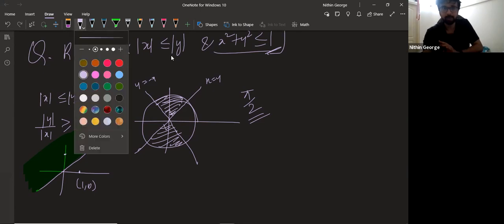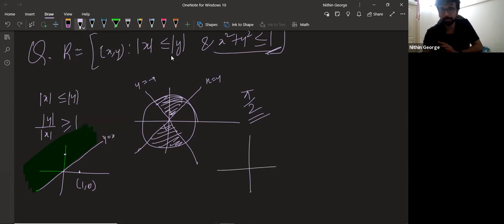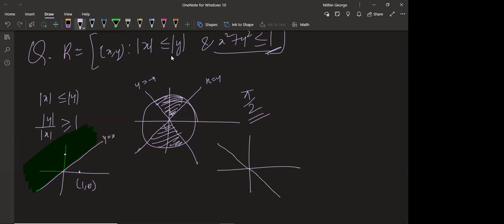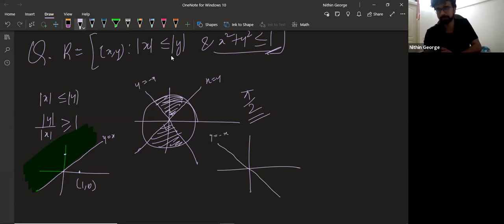Similarly, if I draw, Shreya, are you getting this? Yes, sir. Like y equal to minus x. Suppose I draw y equal to minus x, and I take the point 1, 0. Does this work? No, it doesn't.